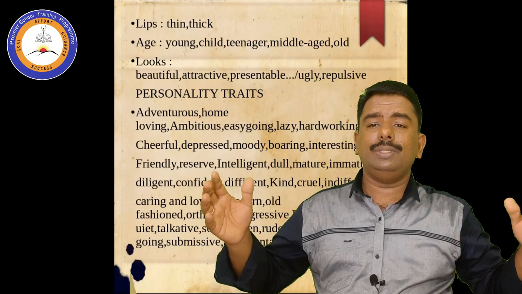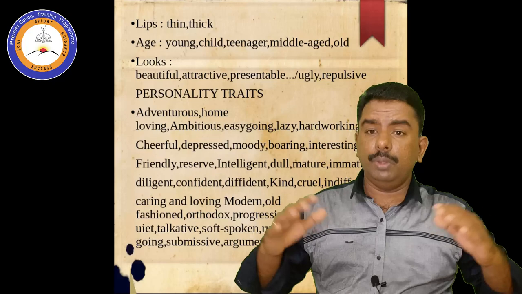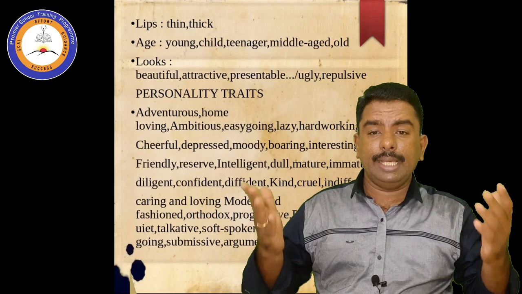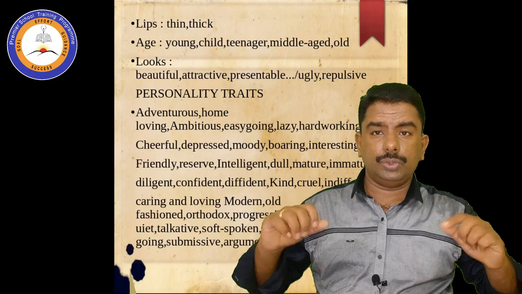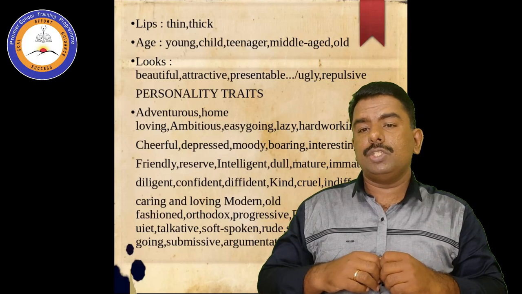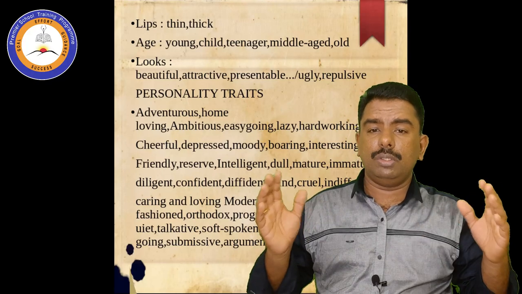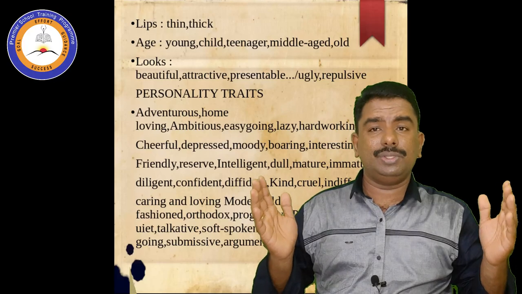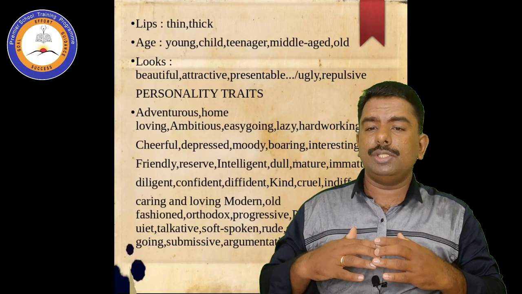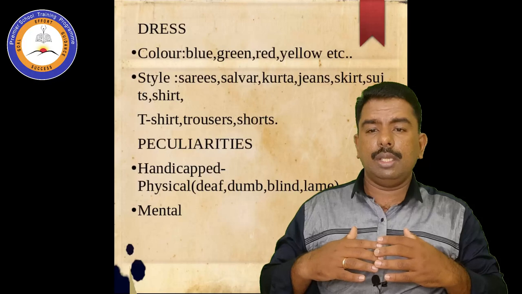And next is related with the dress color: blue, green, red, yellow, etc. Related with the dress also, we can identify a person. Style: saris, salwar, kurta, jeans, skirts, suits, shirt. Next is t-shirt, trousers and shorts.